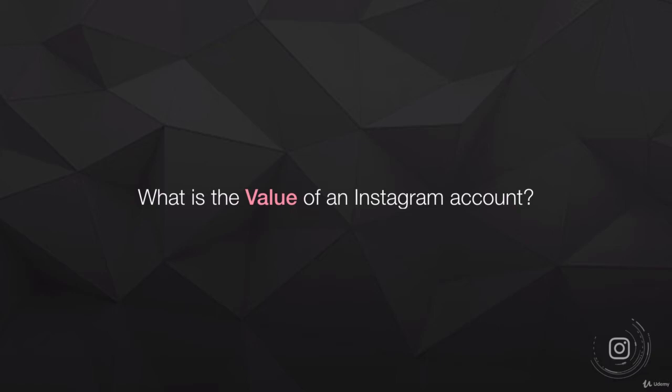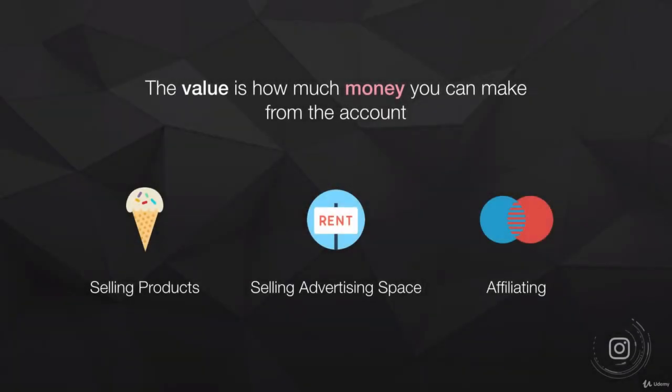So in order to choose what is at the core of your Instagram account, you really need to know what is the value of an Instagram account. What makes your Instagram account valuable? So what actually determines the value of your Instagram account is literally correlated to the amount of money that you can make from that account.